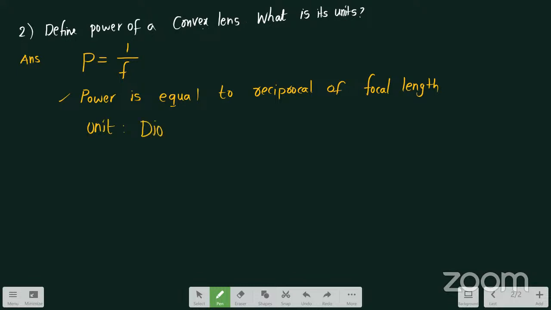It is represented by the symbol D. So this is the end of this question. So what was the question? Define power of a convex lens and what is its unit. So how can you define power? Power is equal to what? Reciprocal of focal length, and the unit is D.